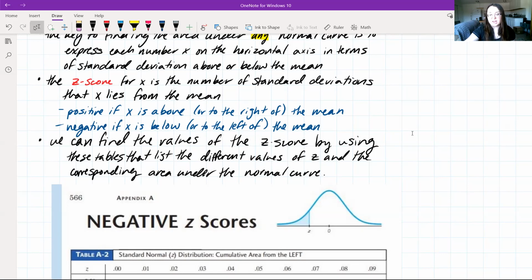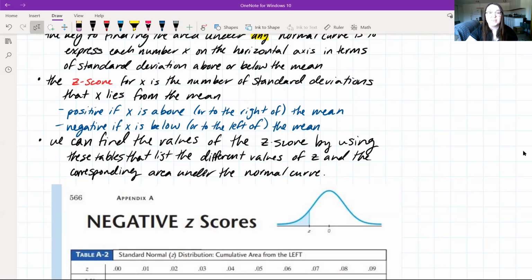So if we look at this curve here, and our mean is going to be at 0, our z-score is going to be negative for anything less than 0, and positive for anything greater than 0. We can find the values of the z-score by using tables that list different values of z and the corresponding area under the normal curve.